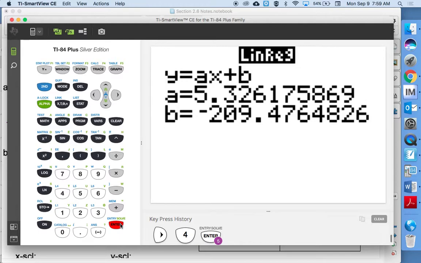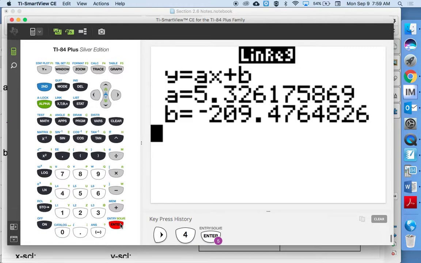Questions? So right now, letter C says write the equation. Round A and B to 2 decimal places. So we're writing an equation for a line. A is the slope. B is the y-intercept. Round to 2 decimal places.